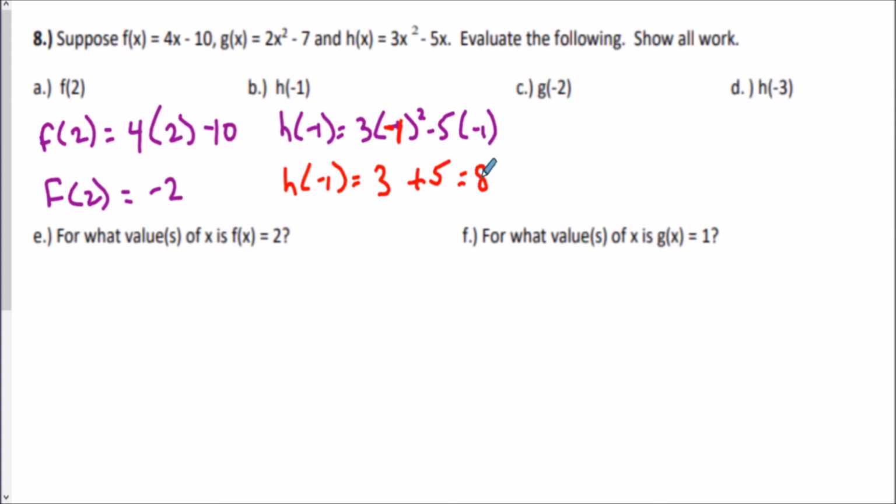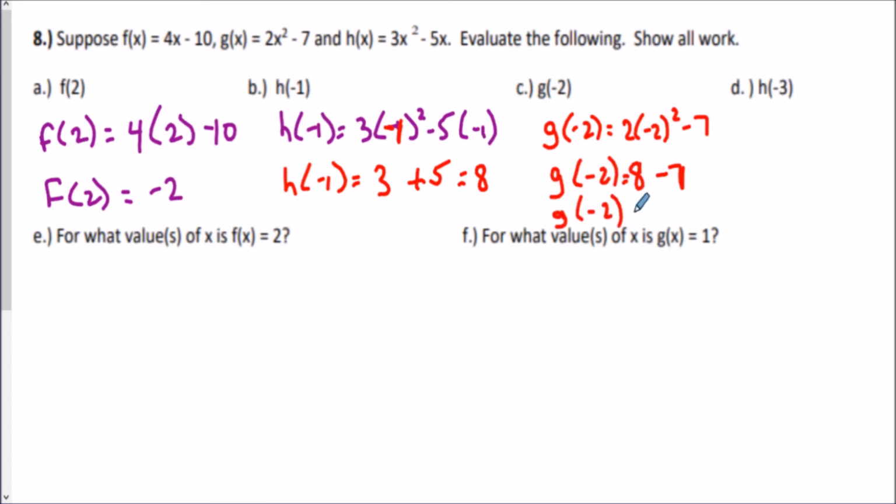Now g(-2), same basic idea. I'm going to go to the g function, which is this one right here, and plug in -2. It's going to say 2 times (-2)² minus 7. Again, order of operations says (-2)² is 4. 4 times 2 is 8. Minus 7. So it looks like g(-2) is equal to 1.